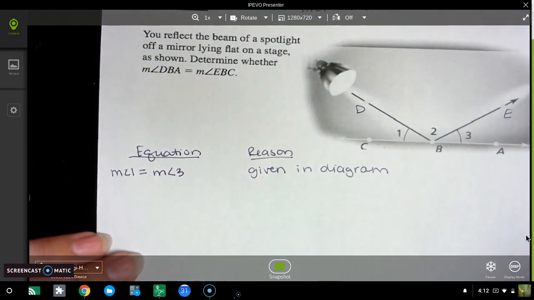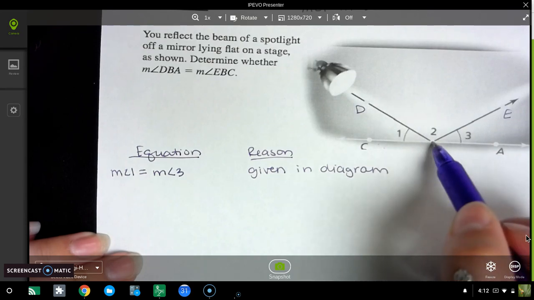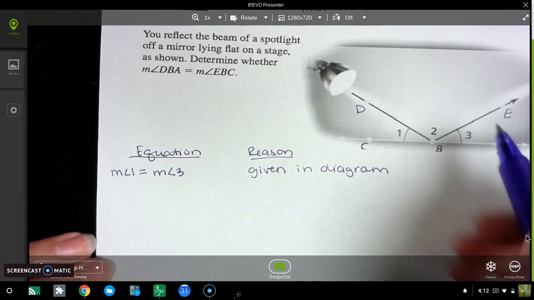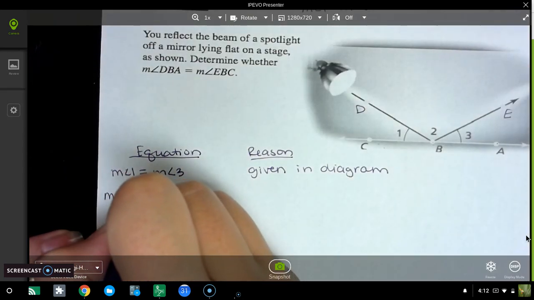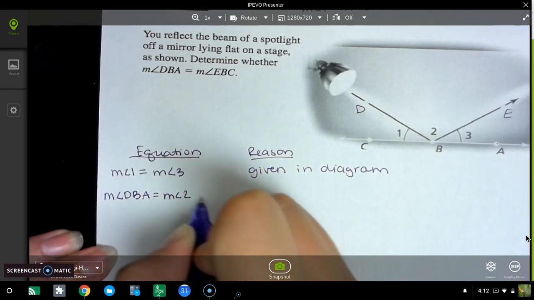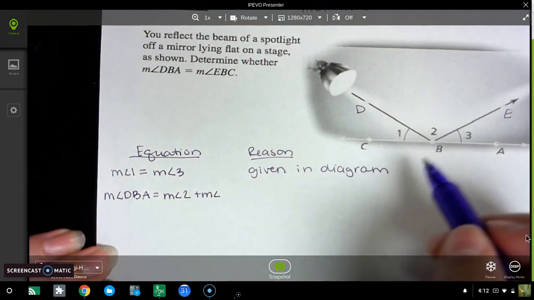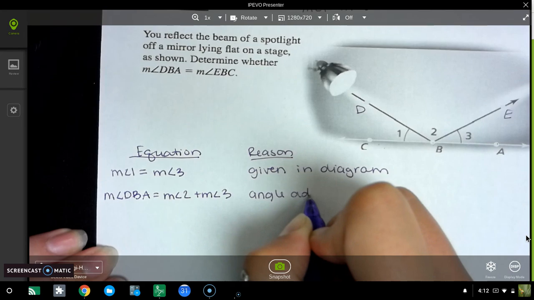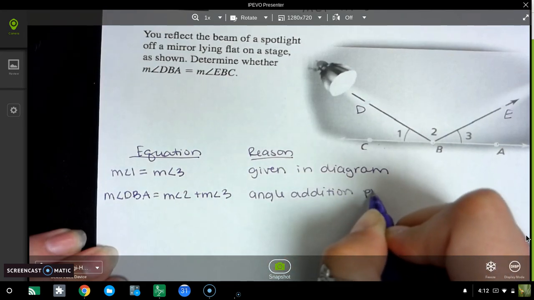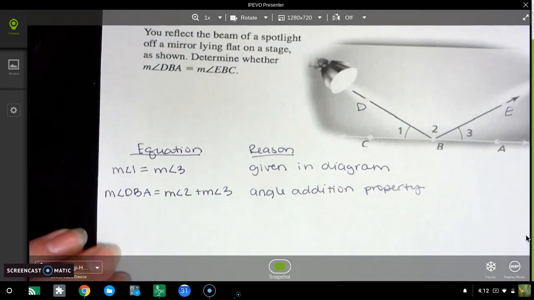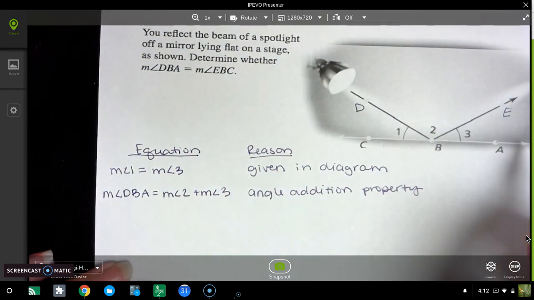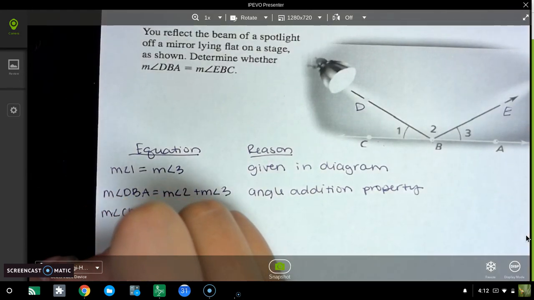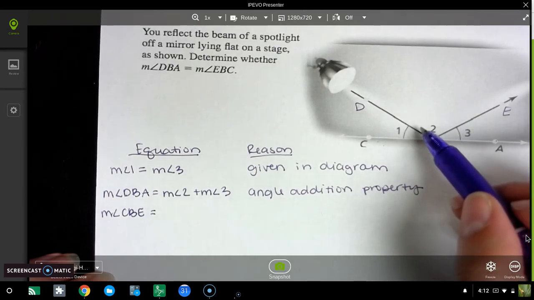Okay. I also know that the measure of angle DBA by my angle addition property is angle 2 plus angle 3. So measure of angle DBA is equal to measure of angle 2 plus measure of angle 3. My reason is the angle addition property. I have my measure of angle DBA. Now let's see what my measure of angle CBE is equal to. Measure of angle CBE is equal to measure of angle 1 plus measure of angle 2.